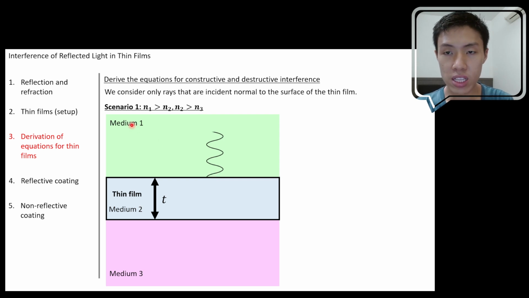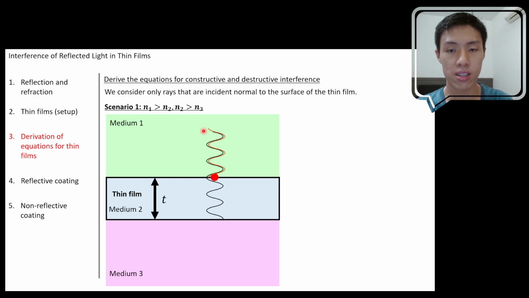Medium 1 has a larger index of refraction, medium 2 has a smaller index of refraction. So if you go from high index of refraction to low index of refraction, high to low, there is no phase change. So for this position here, you should expect that the reflected ray will reflect on the same side. There's no flipping, there's no shifting. So if the wave arrives on the left hand side over here, it should get reflected starting with the left hand side as well.